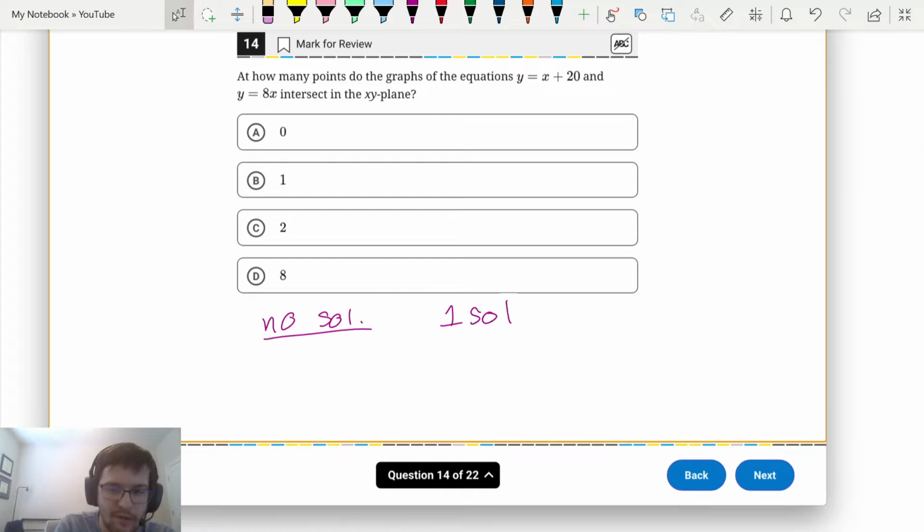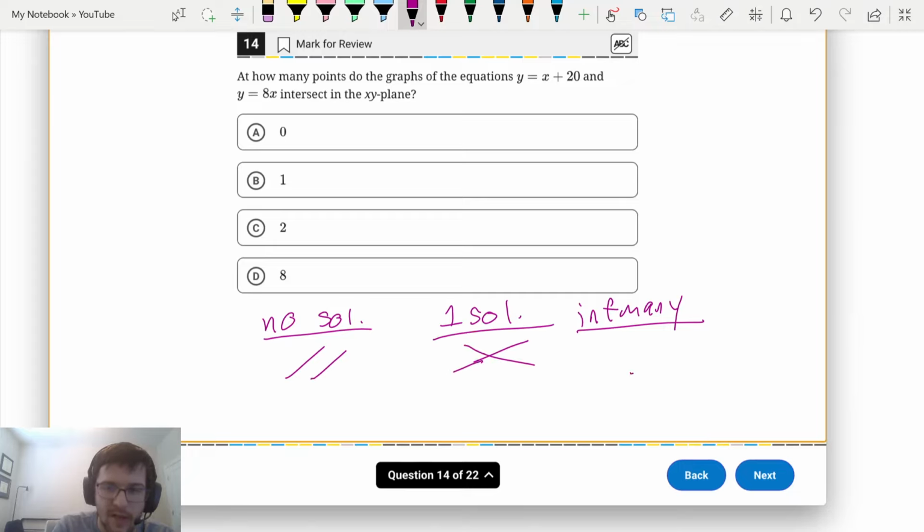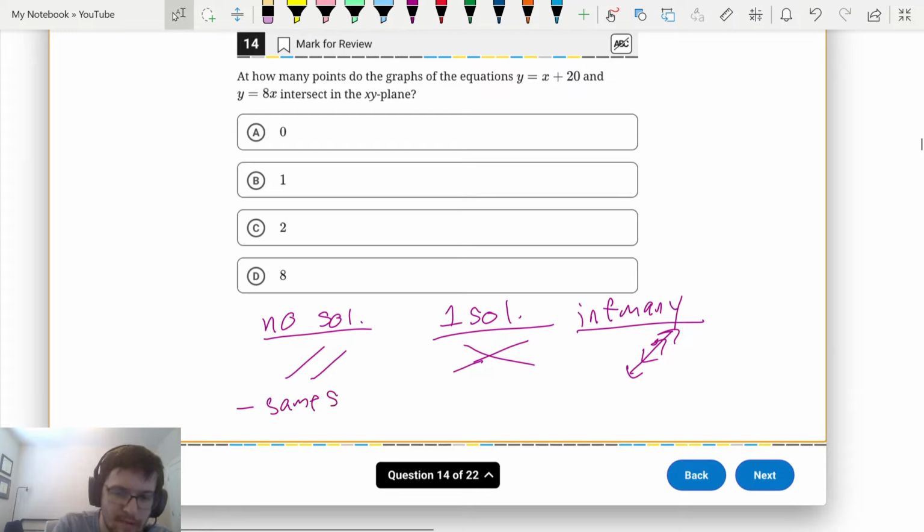So no solution, one solution, and infinitely many. This is for linear systems, only for linear systems. No solution looks like this. One solution looks like this. They cross. Infinitely many, it's the same line on top of itself. So no solution has the same slope and different y-intercepts.